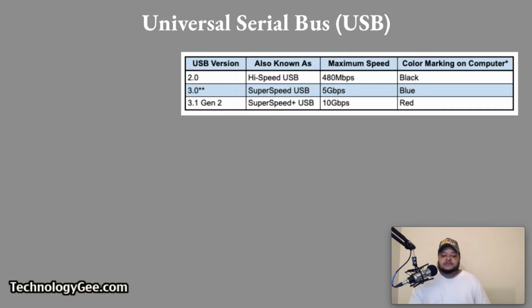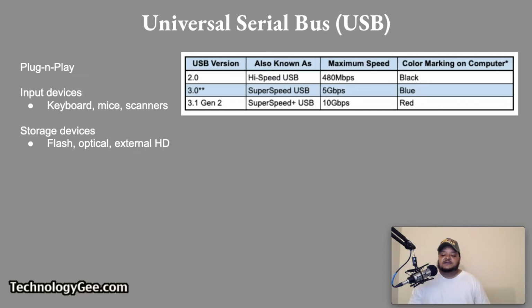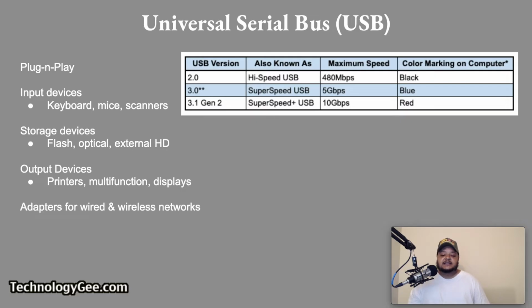Let's talk about USB, Universal Serial Bus. USB is a plug and play interface that allows a computer to communicate with a peripheral and other devices. USB ports can be used for input devices such as keyboards, mice, scanners, storage devices such as flash drives, optical drives, and external hard drives, output devices such as printers, multifunction devices, and even displays and adapters for both wired and wireless networks. A single USB port, which is also known as a root hub, can connect to multiple devices when a USB hub is connected to the port.